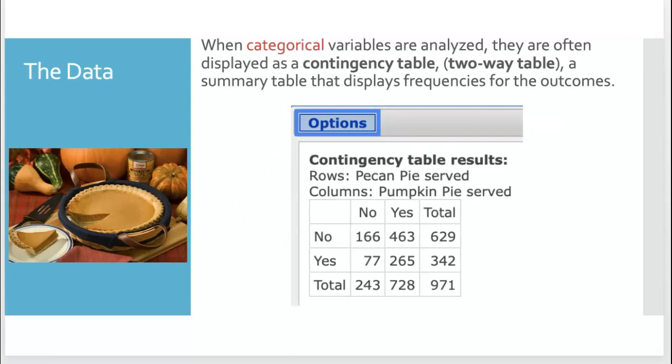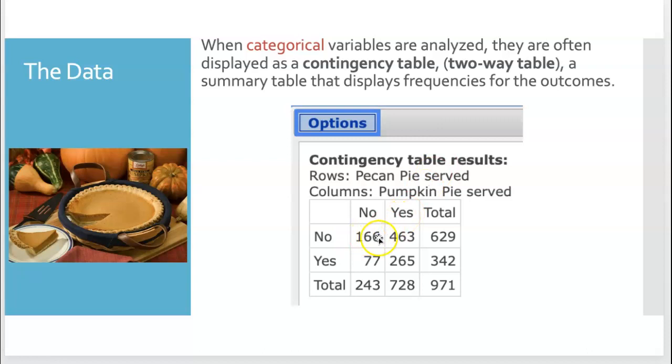As far as what the data could look like, when categorical variables are analyzed, they are often displayed as a contingency table or a two-way table, a summary table that displays frequencies or outcomes. We've seen these contingency tables in the very beginning. It's just the way we count categorical variables.